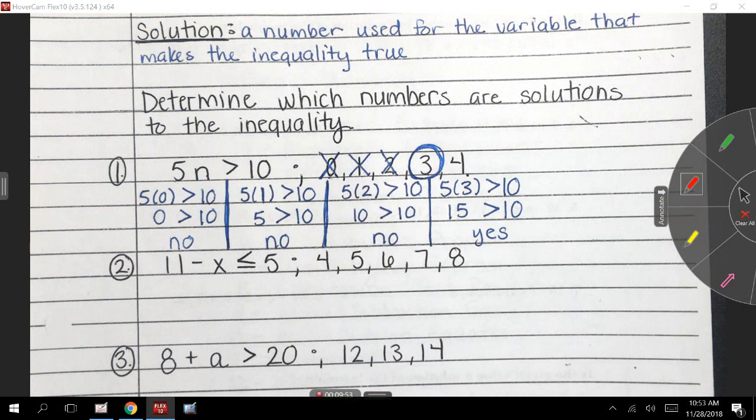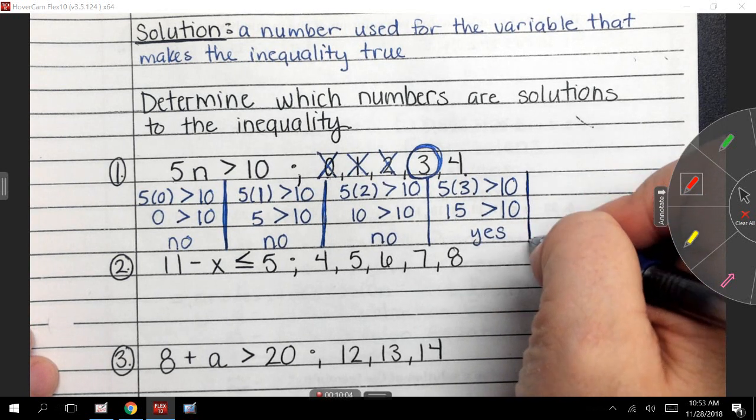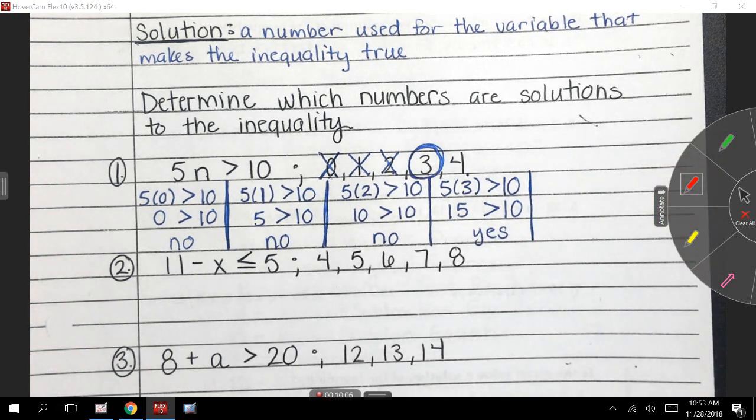Okay? So guys, here's my question. If we know 15 is bigger than 10, do we think when we do the 4, it's going to work? Yes. Do you still have to show it? Yes. We still got to plug it in and show it, though, okay? So I should see where you've done every single number. All right, Javon? Go ahead.